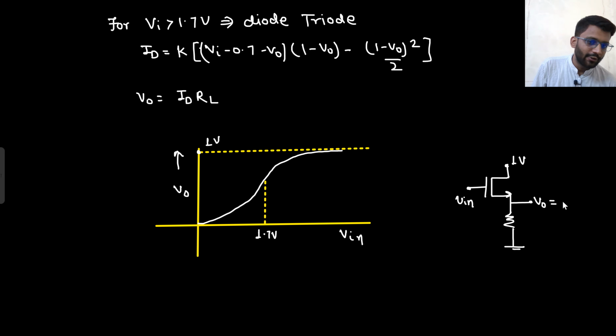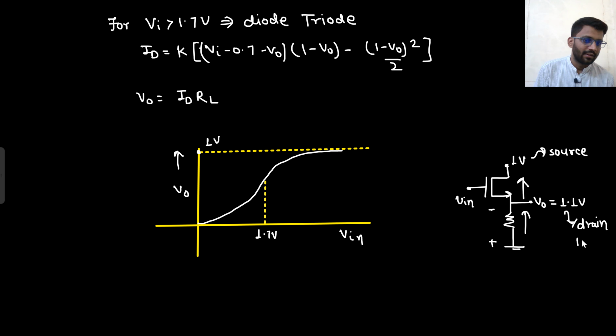If your V naught goes above 1 volt, what will happen? Let's just say this is 1.1 volt. If this is 1.1 volt, what will happen? This will become drain and this will become source. Right? What will be the current direction? This would be the current direction. If this is the current direction, then what will happen? The V naught potential will become negative potential, and which is not possible. This I explained to you in the earlier part of the video. Not possible.